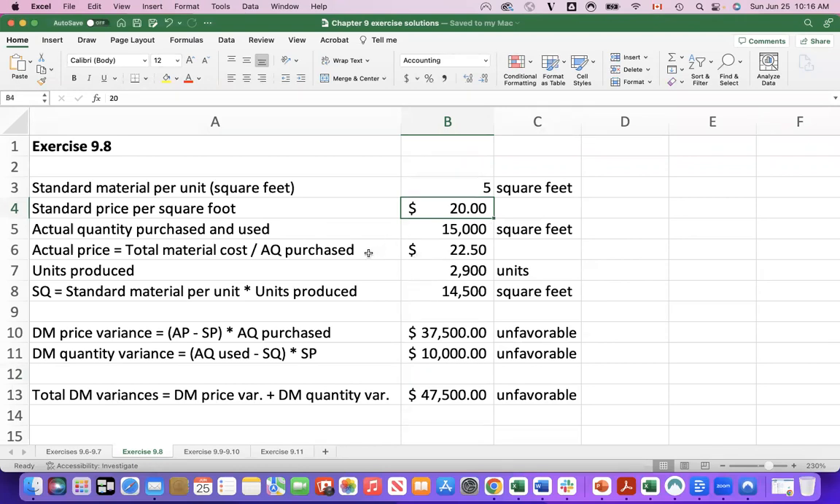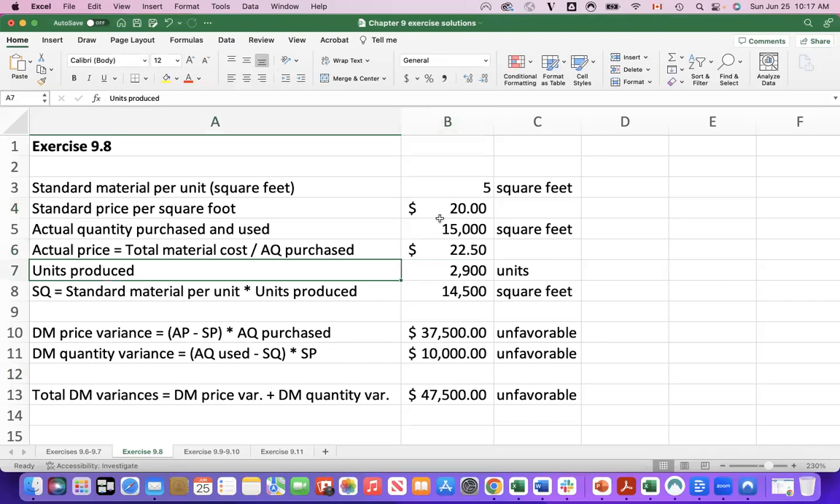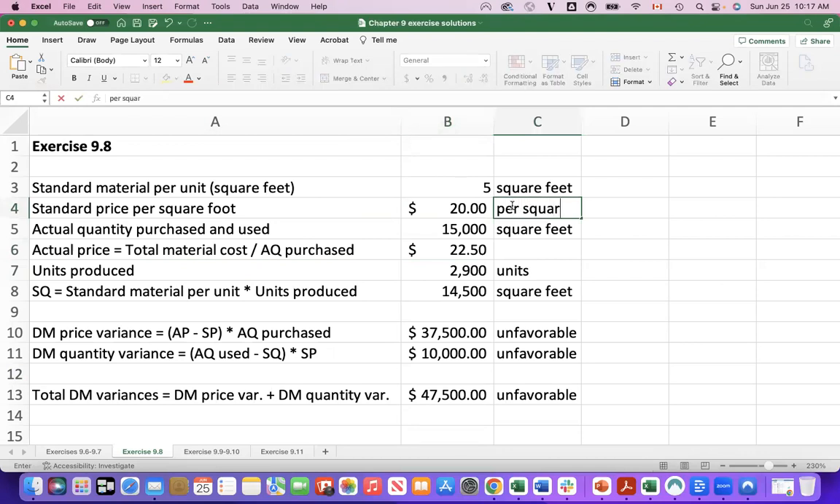The actual price per square foot we calculated to be the $337,500 divided by the amount of square feet of material that we purchased. So our actual price per square foot is $22.50. And we produced 2,900 units based off of the material that we had purchased. I'll just write here so this is a little clearer.